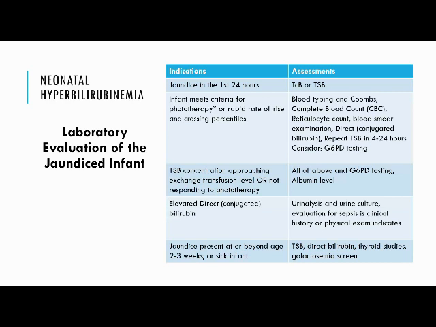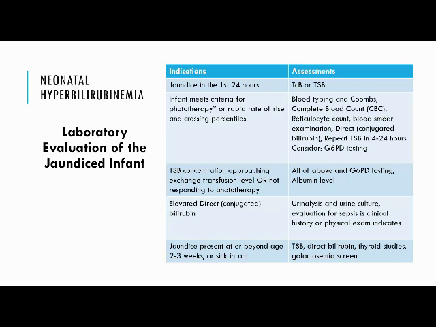And remember, a lot of these labs have to do with the fact that because we've got this rapid rise of bilirubin, we have to assume hemolysis is happening. And so we're worried about being anemic. So our CBC is to check our H and H, our hemoglobin and our hematocrit, our reticulocyte count, which are our premature red blood cells.